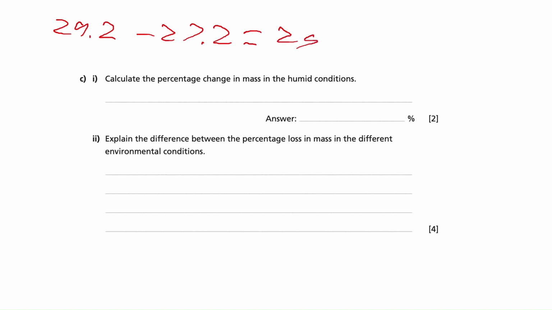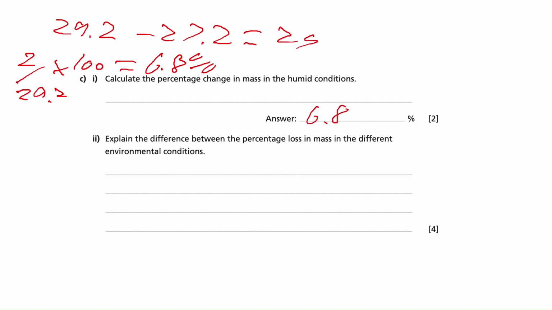What we then do is do 2 divided by 29.2 multiplied by 100. That gives us an answer of 6.8%. That answer scores 1 mark, and then the working here equation scores a 2nd mark.